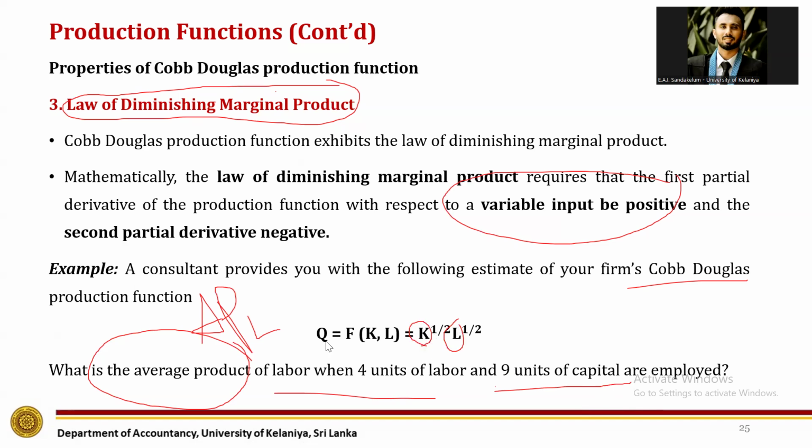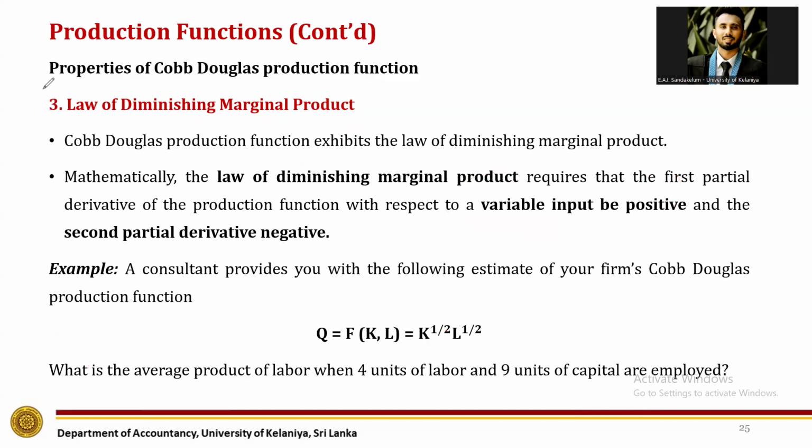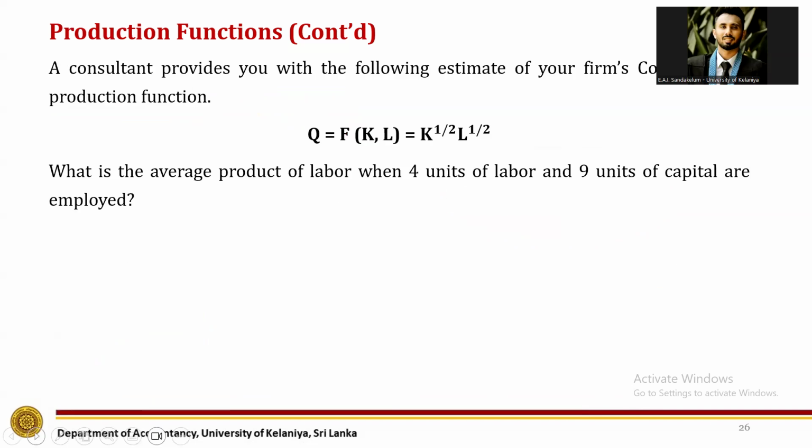So if we apply the values here, we will receive Q, which means we will receive the total product. Here we have the function. Now you can apply K becomes 9 to the power half, L becomes 4 to the power half. So now you can find Q.